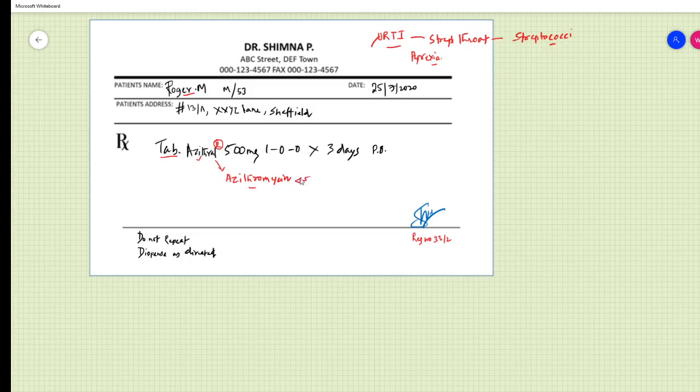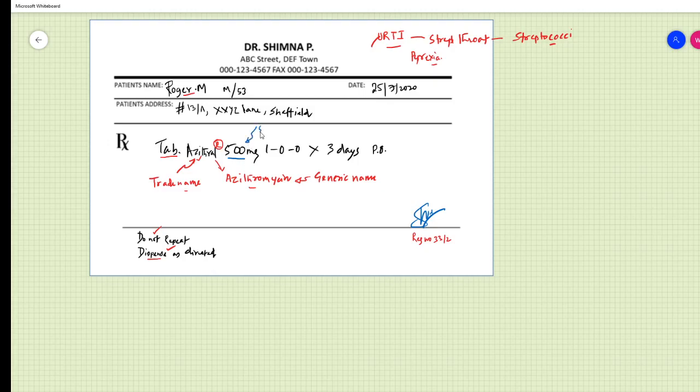So this is the generic name, and that is the trade name. The physician doesn't want the pharmacist to substitute. Therefore, this doctor has directed the pharmacist to dispense as directed, not to change. And he says, do not repeat the prescription. So repeat prescription should not be given. All right, and let's look at the other information that we can gather from this prescription.